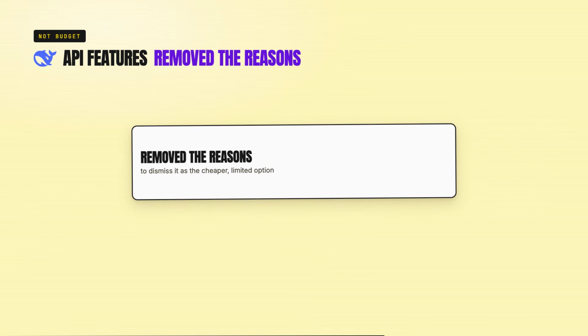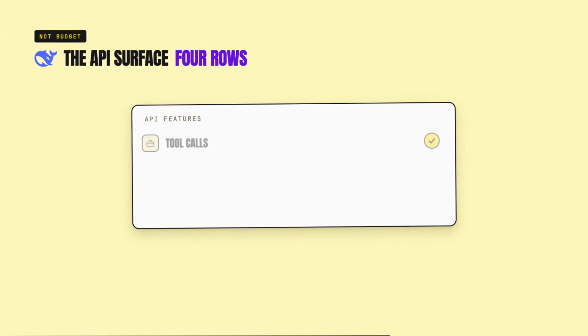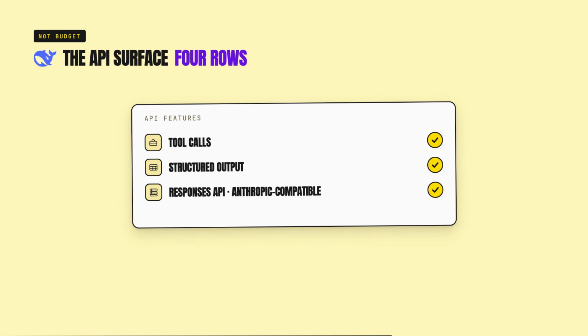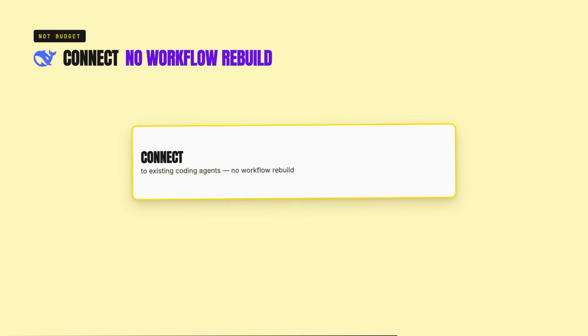DeepSeek also removed several practical reasons to dismiss it as the cheaper, limited option. V4 Pro supports tool calls, structured output, the responses API, and an Anthropic-compatible API. That makes it easier to connect to existing coding agents without rebuilding the complete workflow around a new provider.